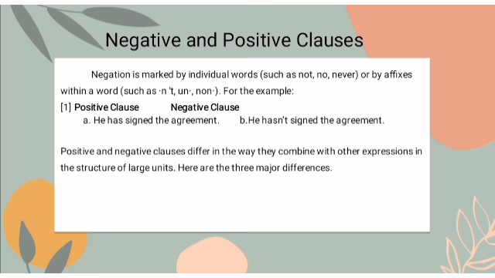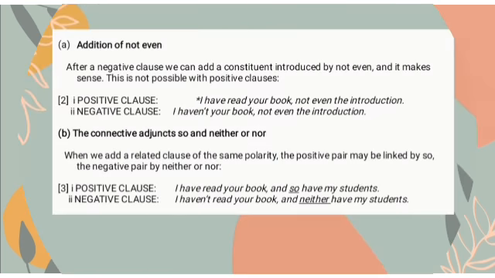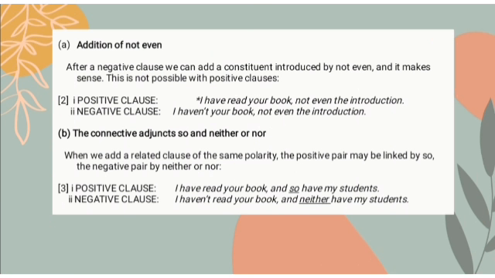Here are the three major differences. Addition of not even. After a negative clause, we can add a constituent introduced by not even, and it makes sense. This is not possible with positive clauses. Let's see the example. 1. Positive clause. I have read your book, not even the introduction. 2. Negative clause. I haven't read your book, not even the introduction.